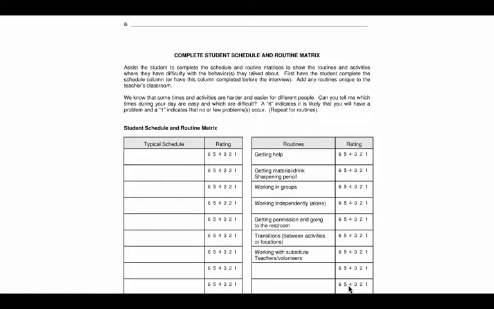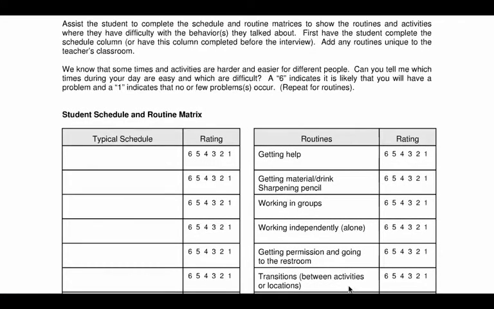Here's another example. This is a student schedule and routine matrix. Essentially, it tells the person that you know there are some times during the day, or activities that occur during the day, that are harder or easier for people. And the question becomes, can you tell me which times during the day are easy for you and what times are difficult for you? So what they're offering here is a rating scale.